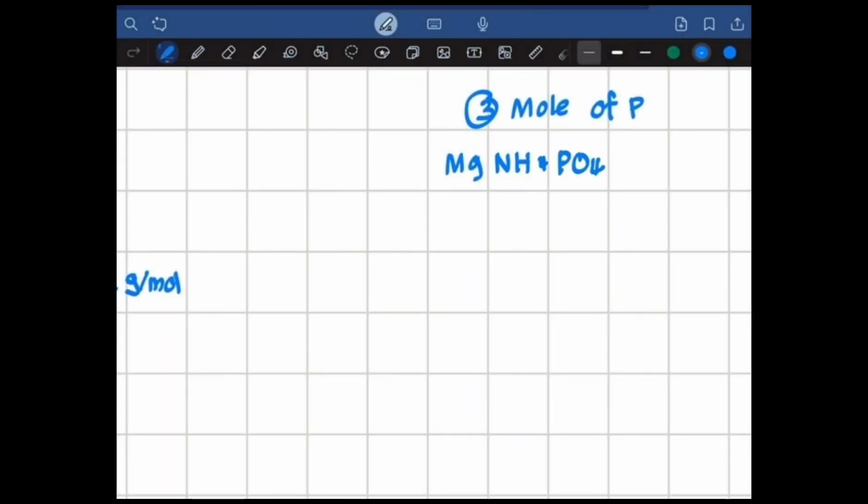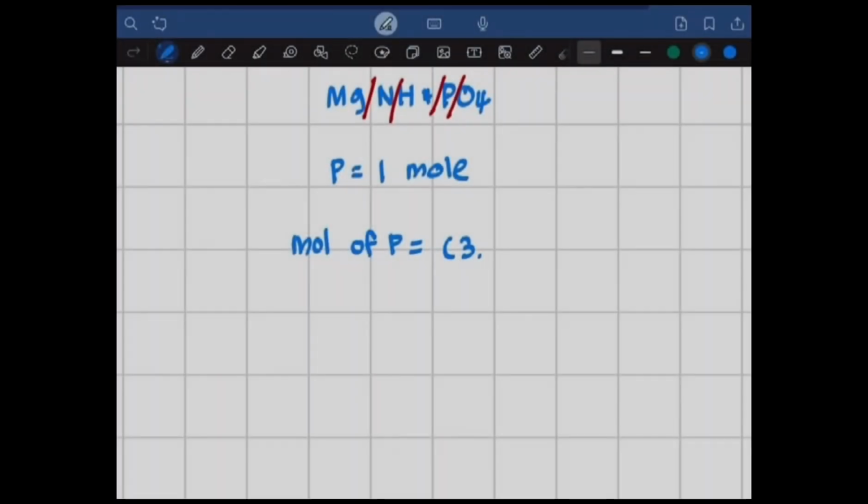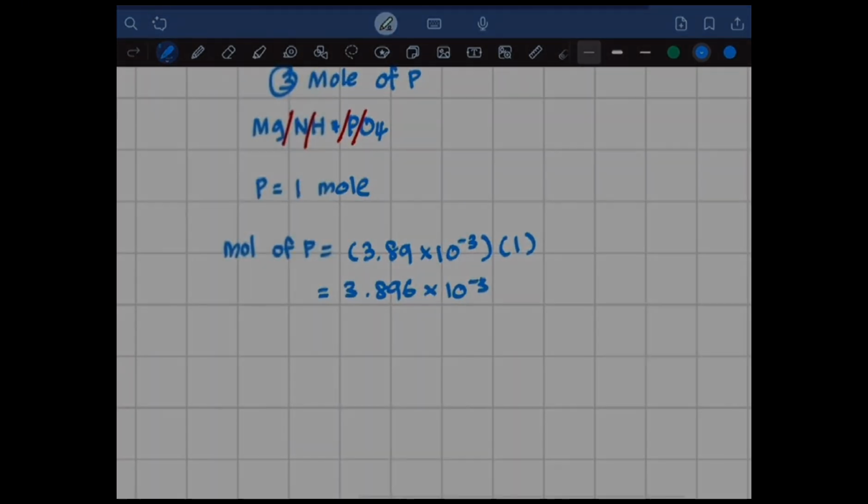So to get the moles of P, you need to use the moles of magnesium ammonium phosphate. So we need to multiply the 3.896 times 10 to the power of negative 3 by 1, and we are going to get 3.896 times 10 to the power of negative 3.